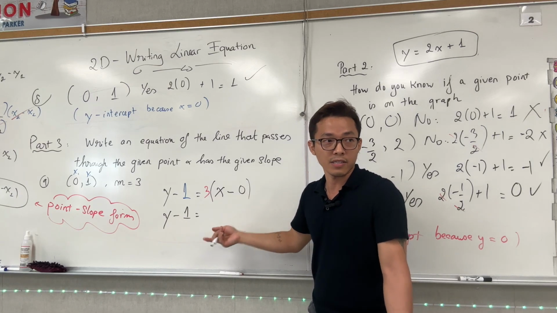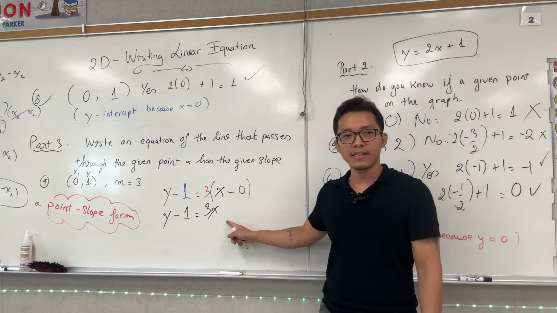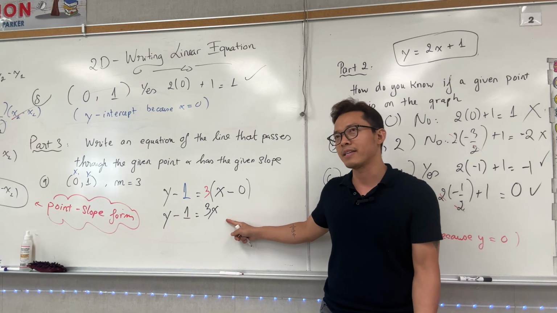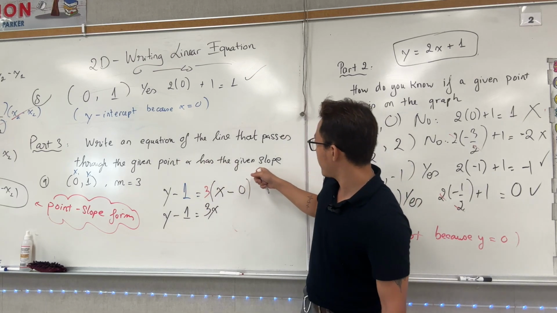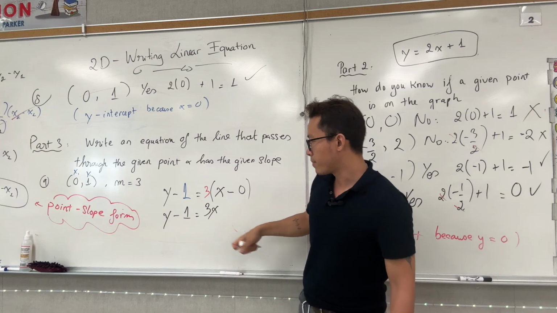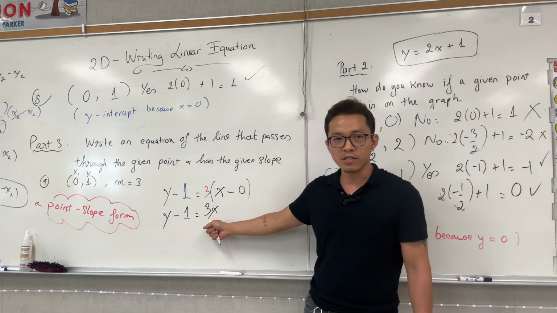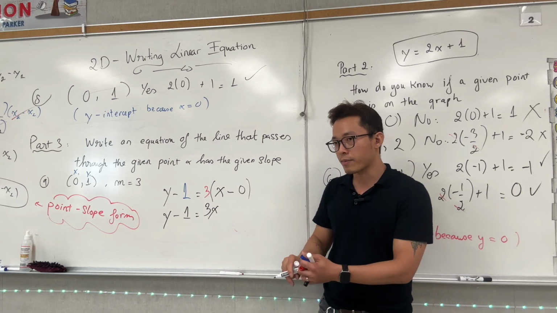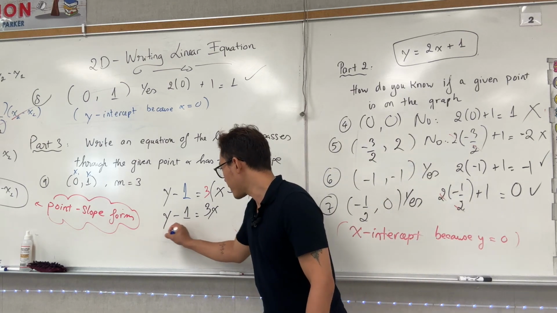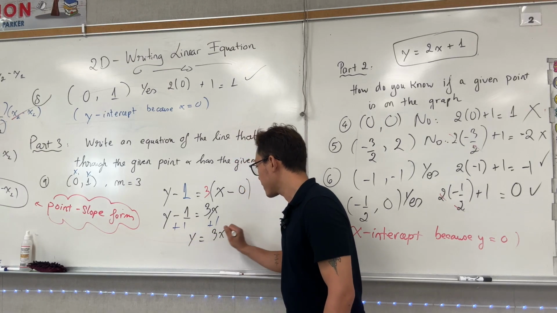What is x minus 0? Just that x, right? 0 is just gone. So you have 3x. Well, is it slope intercept form? No. They want you to write the equation in slope intercept form or standard form. Okay, let's stick with slope intercept form. How do you make it slope intercept form? You need to move the 1, right? How do I get rid of the 1? Plus 1. Very good. That's it. So the answer is y equals 3x plus 1.